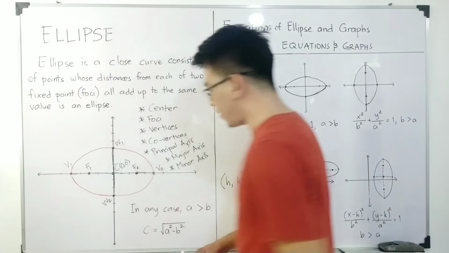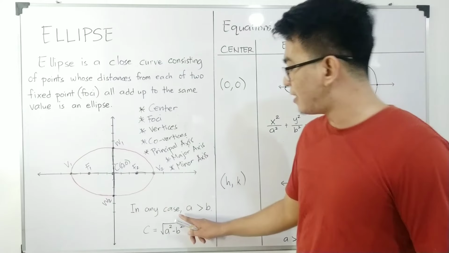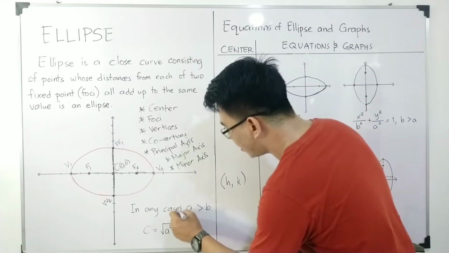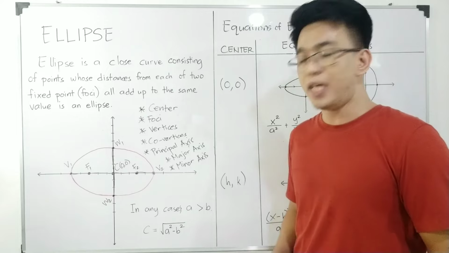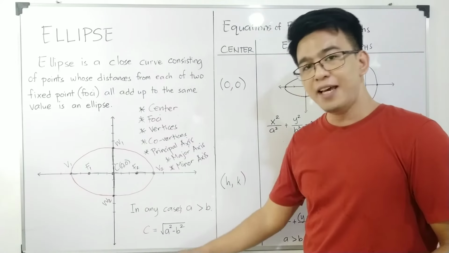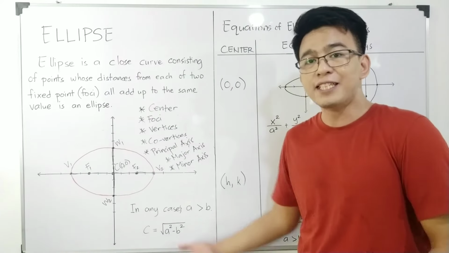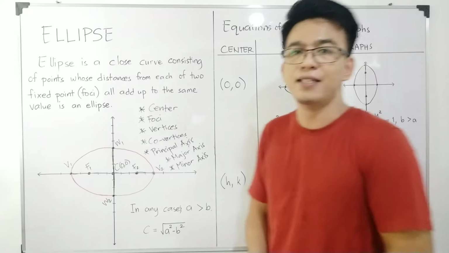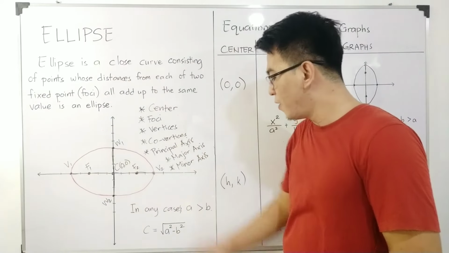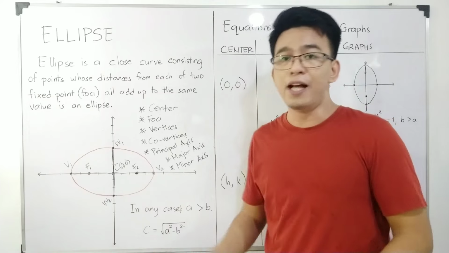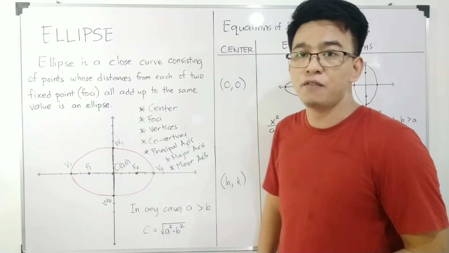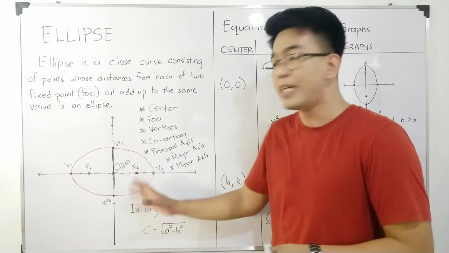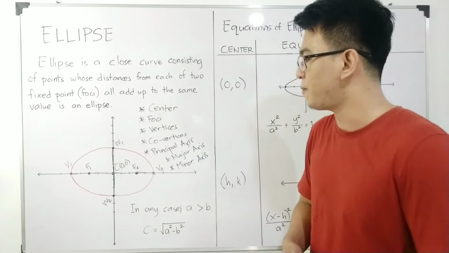Ngayon, meron pa tayo dito. We have here, in any case, A is greater than B. Tapos C is equal to the square root of A squared minus B squared. Anong gamit nito, guys? It will help us, yung A and B natin, to find the value of your focus and some of the distances inside the ellipse. Ngayon, nasaan siya ngayon? Okay.